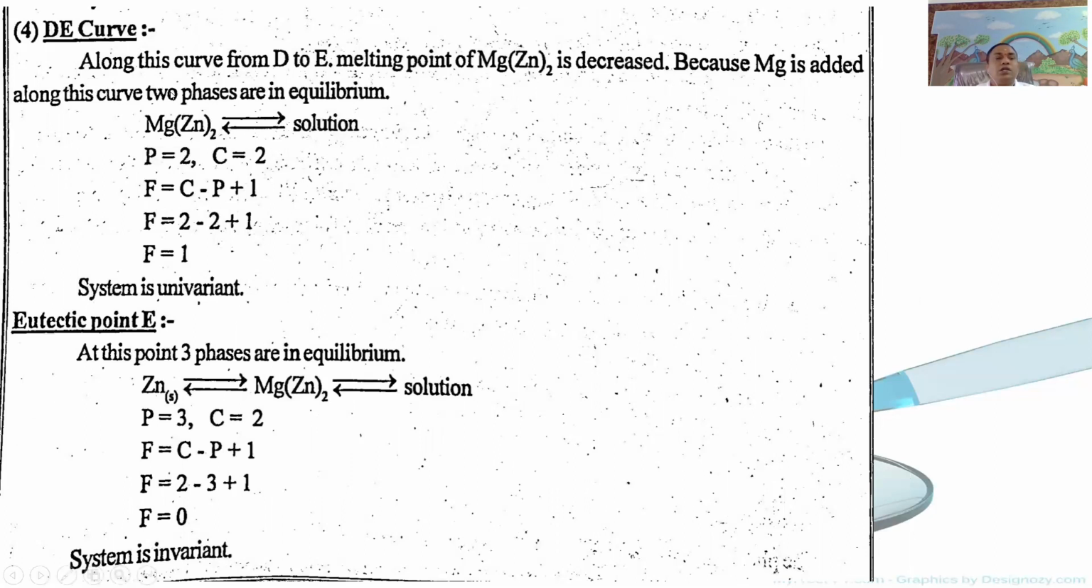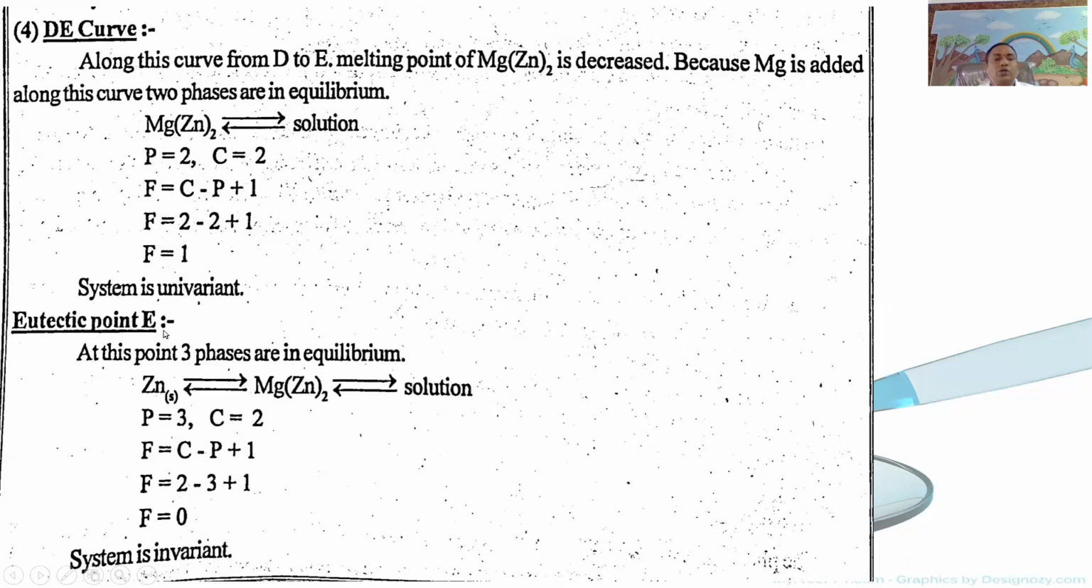Next, the DE curve. Along this curve, from D to E, the melting point of magnesium-zinc is decreased because magnesium is added. Two phases are in equilibrium: the magnesium-zinc compound in equilibrium with the molten solution. Here P equals 2, C equals 2, F equals C minus P plus 1, so F equals 2 minus 2 plus 1, F equals 1. The system is univariant.